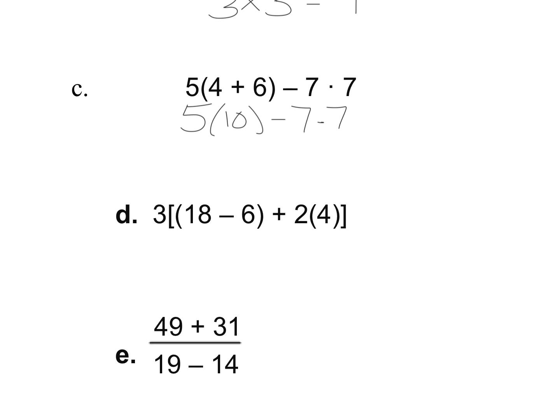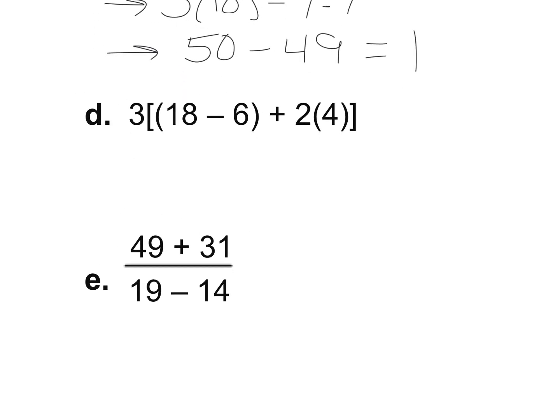Okay, so do we have any exponents? No. Do we have multiplication? Yes. We have it how many times? The 10 is in there twice, so do both of those. 5 times 10 is 50, minus 7 times 7, 49. So now this is our last step. 50 minus 49 gives you 1. Okay? So write all of these steps out when you do something, okay?